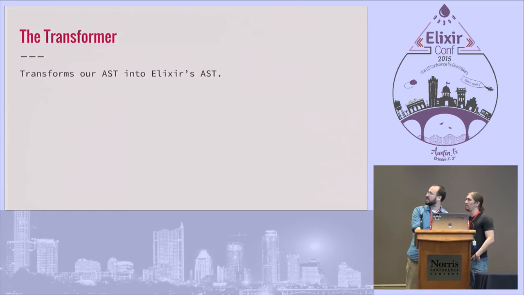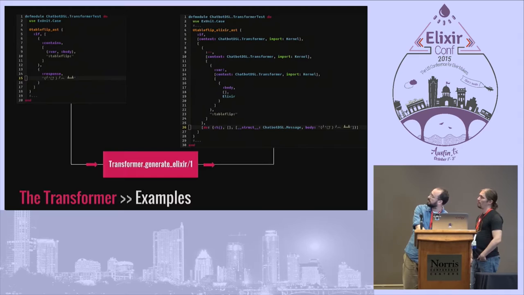So we'll look at an example, and it's not the easiest thing to read there, but that's our table flip quoted form, our AST, on the left. And then on the right, there's the Elixir quoted form that would represent the program that AST represents. And we have a test that just verifies that works.